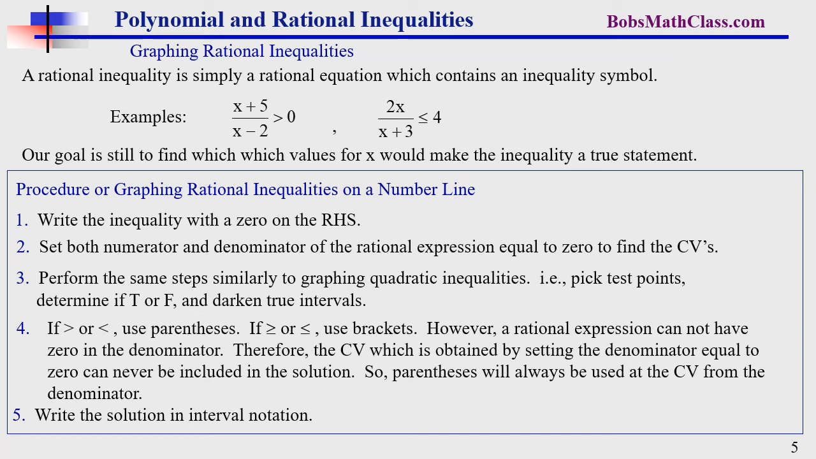The critical value from the numerator will have brackets if there's a less than or equal to or greater than or equal to. But the denominator critical value is always parentheses. Okay, and then last we're going to write that in interval notation. All right, let's do it.